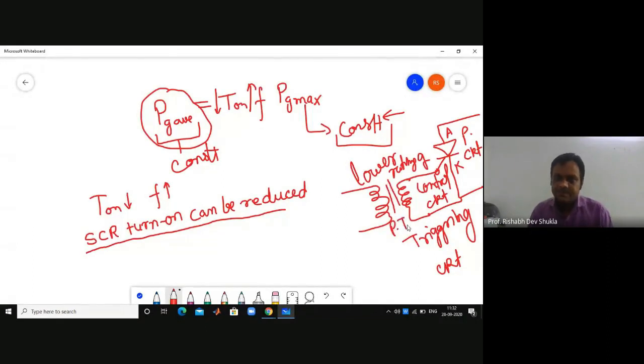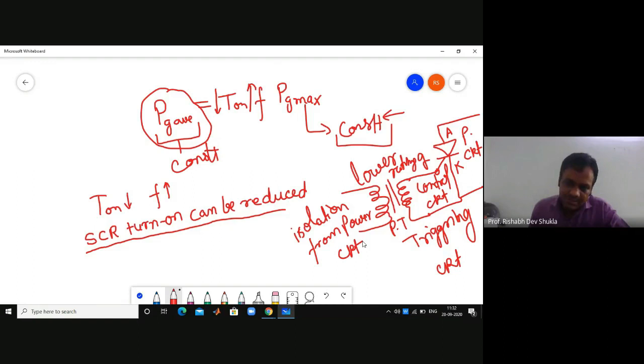The use of this pulse transformer is that it provides isolation from the power circuit. Actually, PT is going to be used. PT here means not potential transformer; it is your pulse transformer.